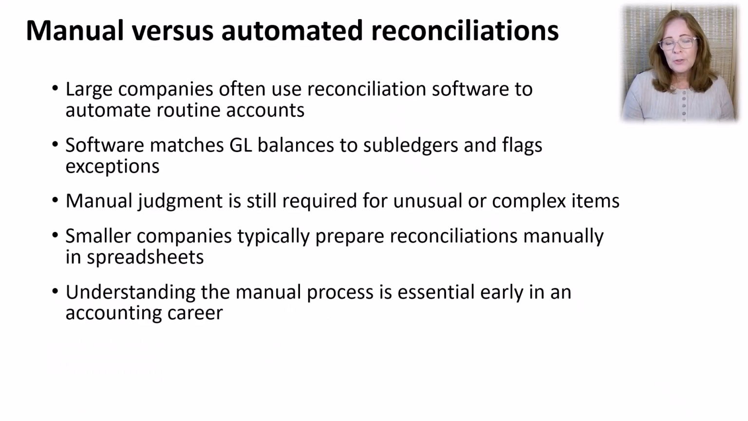In large companies, balance sheet reconciliation software is commonly used to automate many routine reconciliations. These tools compare general ledger balances to subledger data, identify differences, and manage reviews and approvals. However, even with automation, accountants still need to apply judgment, especially for unusual transactions, estimates, or complex accounts. Please keep in mind, a system may be able to prepare a reconciliation, but it cannot critically evaluate it. Someone has to look at it and be able to answer the question, does it make sense?